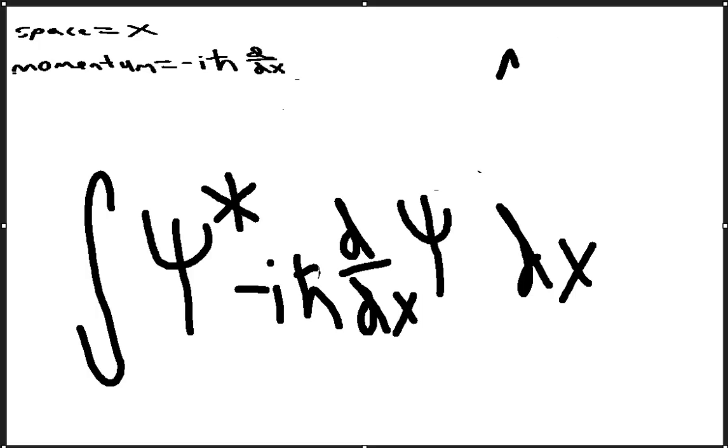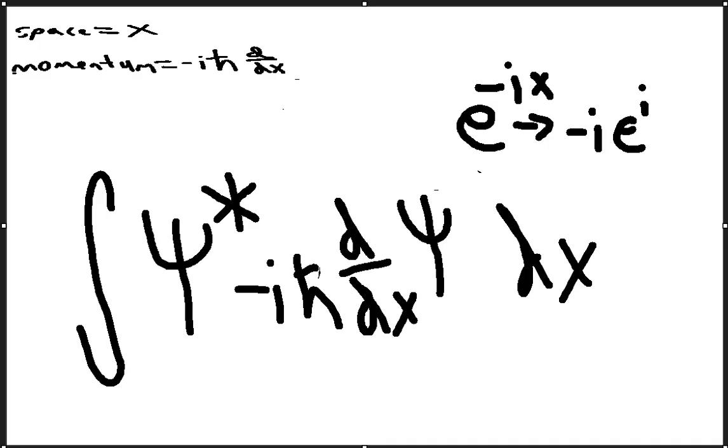The other reason why it has an imaginary number: imagine we have something like e to the negative ix, which is very popular. If we take its derivative, it becomes negative i times e to the negative ix. And as you can see, this i and this i will cancel, and so do the negatives, and it all works out. But we're not going to worry about that too much. It's basically just here to exist.